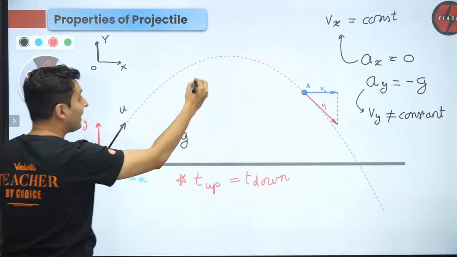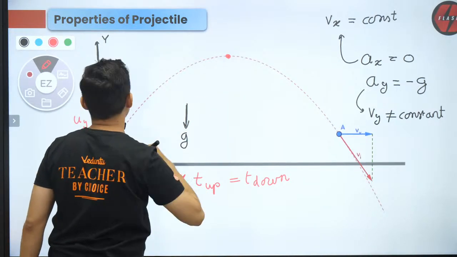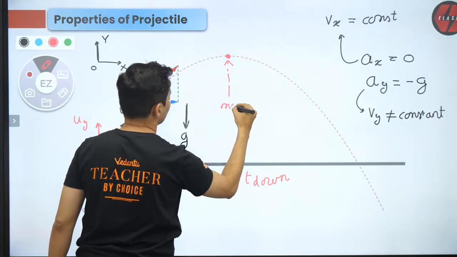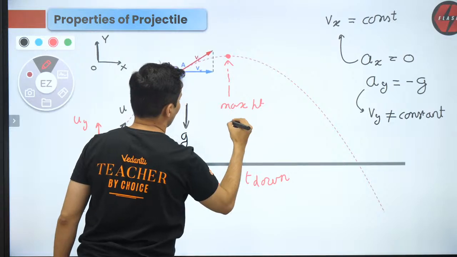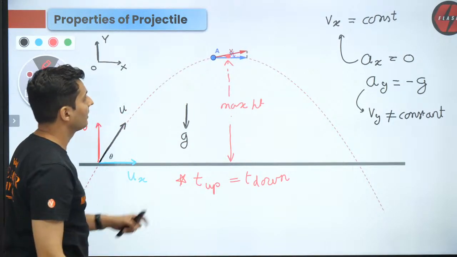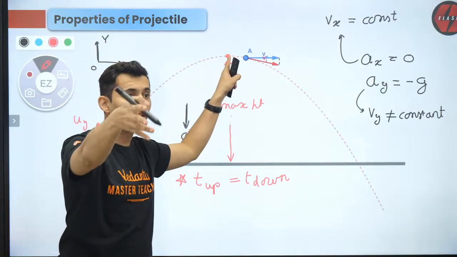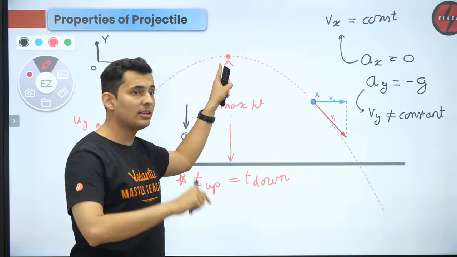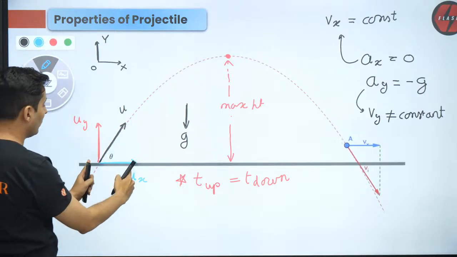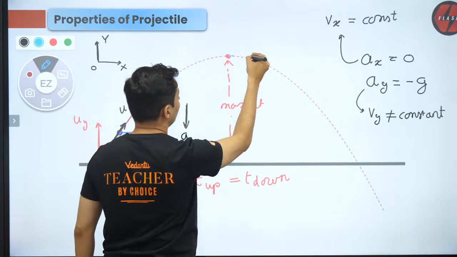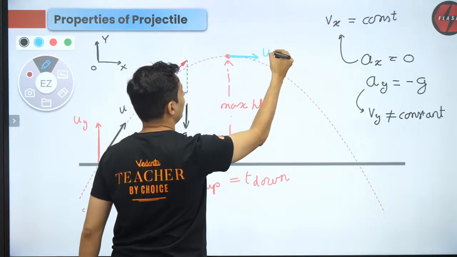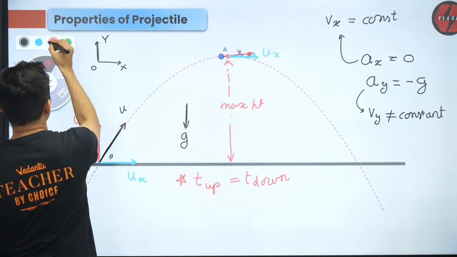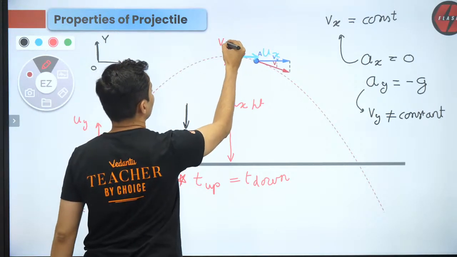Next, at maximum point, at maximum height, what is the special condition over there? Is the velocity zero? Wrong, Madhavi. Think again. Velocity is not zero. Velocity is there. Which velocity is there? X velocity is still there. Think about it again. X velocity never goes away. It's constant. So at that topmost point, x velocity is still there. It's only the y velocity which disappears at the highest point. So it's only the y component which is zero.